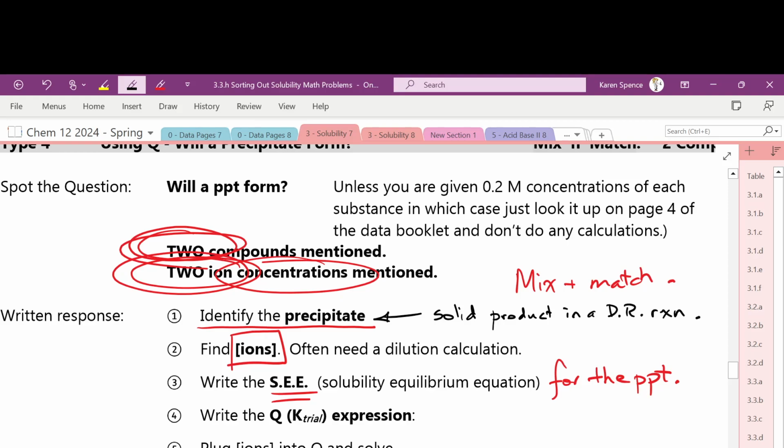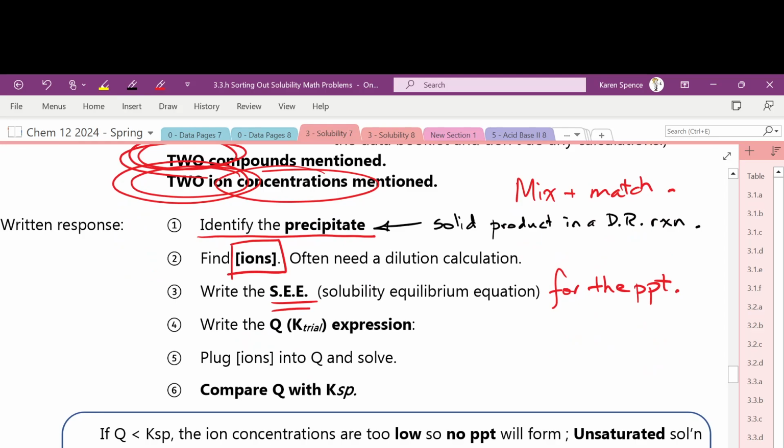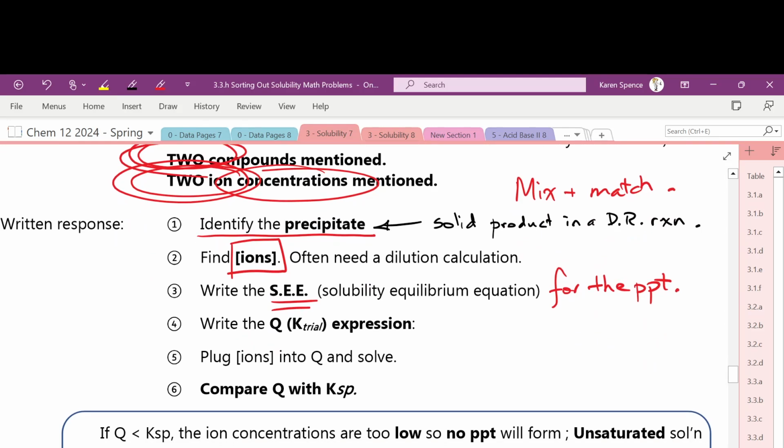And if you're being asked, does a precipitate form? That is a question. So you're going to use a Q. Not that they aren't all questions, but this one you can call K trial, you can call it Q, you can call it trial KSP.